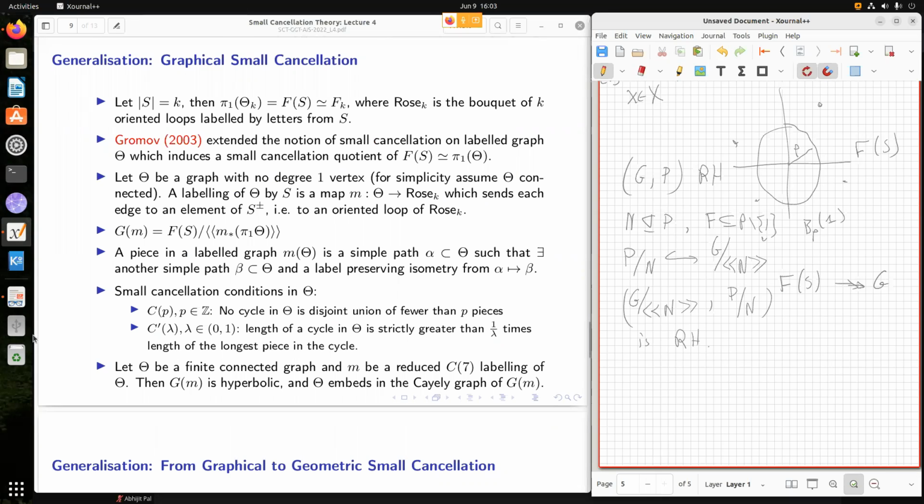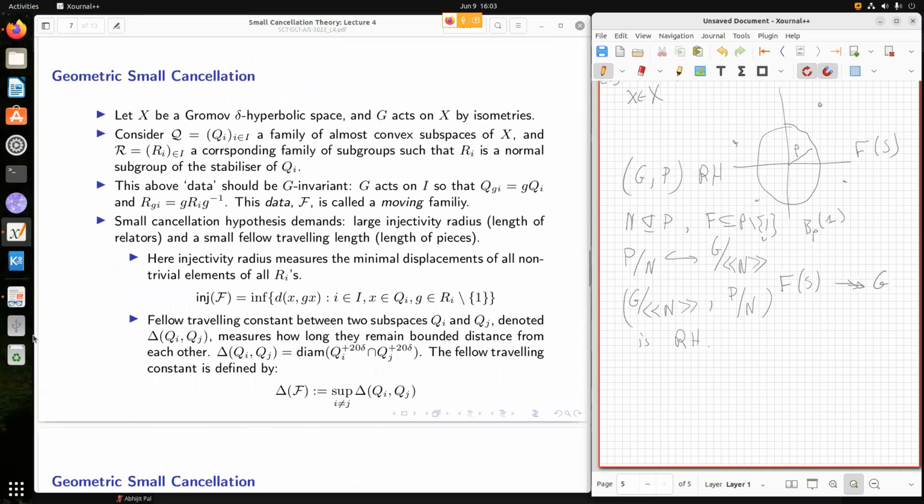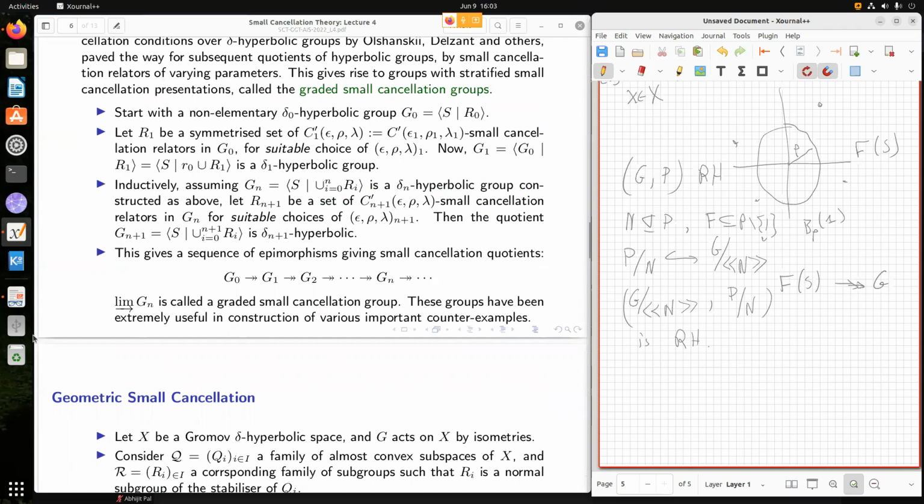small cancellation condition, another notion where small cancellation was extended. This was done by Gromov, in his famous article called Random Walks in Random Groups. There he introduced this method primarily to construct a group which some people call Gromov's monster. That group Gromov constructed in that article is like a limit group.